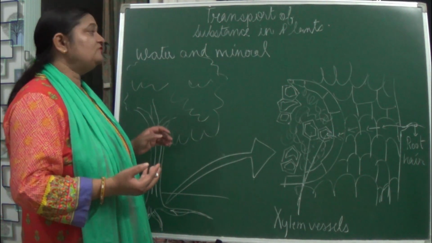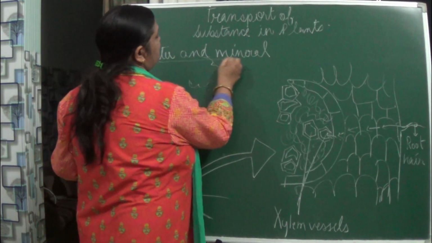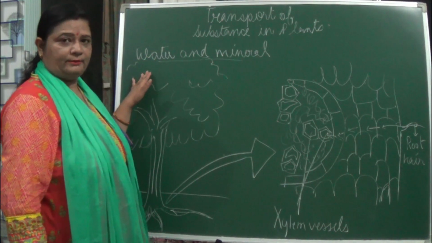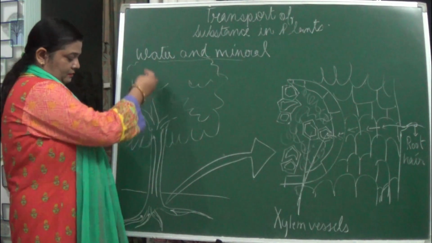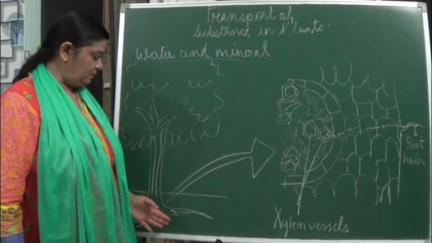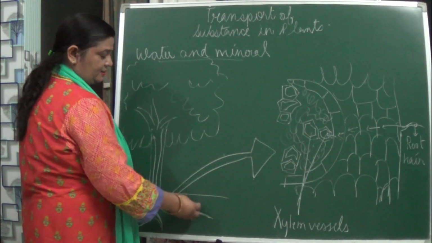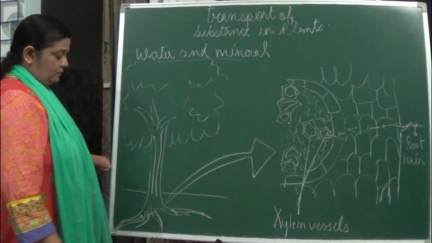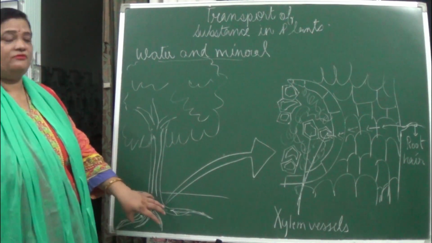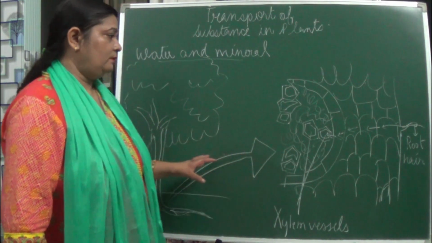Okay. So let us first study about the water and the minerals, how they are transported in case of plants. I have drawn a tree over here. You can see these are what? The roots, and roots consist of what? Root hairs. Okay. So here this portion I have just magnified and shown it over here.